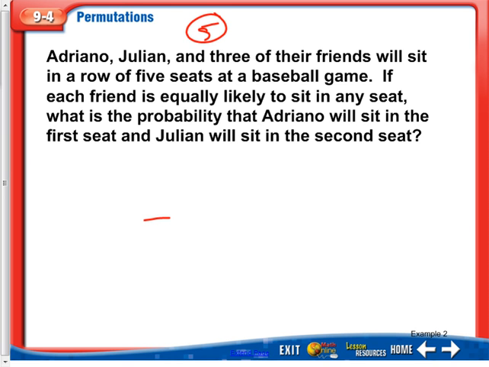Okay, so we pretty much just have 2 seats that we're talking about here. We want the first seat and the second seat. Whenever we talk about places, like first place, second place, third place, order is important. Now we have 5 friends. How many people could sit in the first seat? 5 different people. How many people could sit in the second seat? 4 different people. So 5 times 4 is 20.